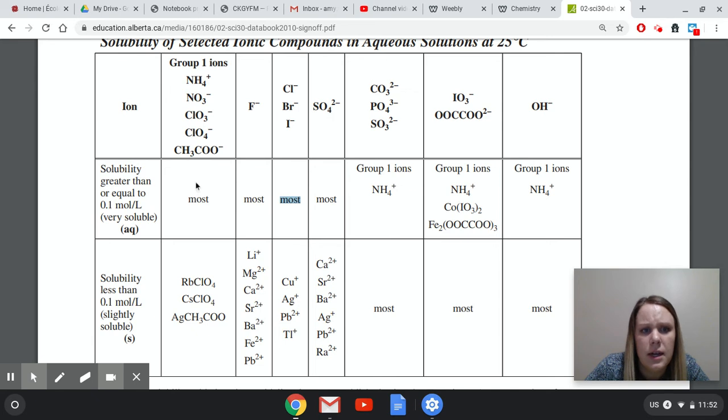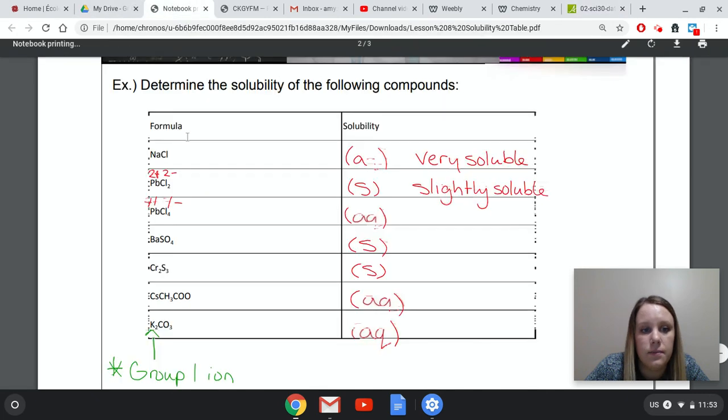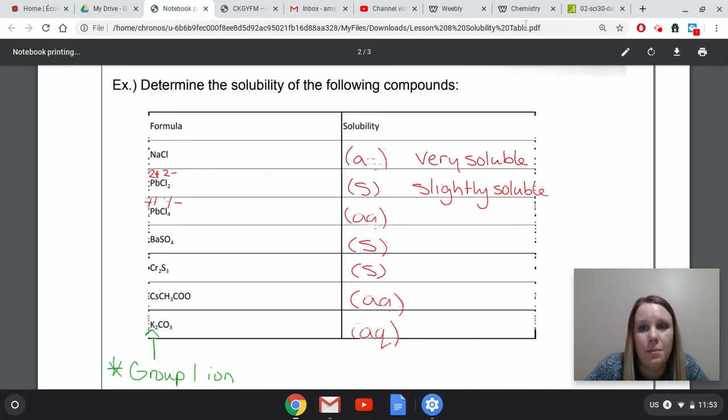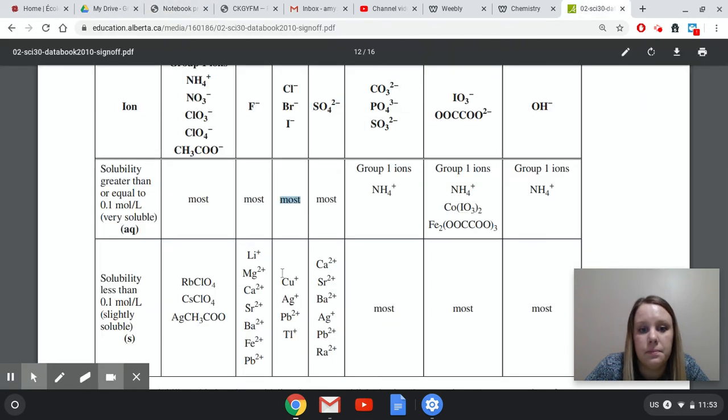SO4 is here. It's going to make an aqueous solution with most other ions, except for this list, which would stay solid. So what we're mixing with SO4, is it any of these? We're mixing it with barium. There I see it, right there. So this is going to have solid behind it.